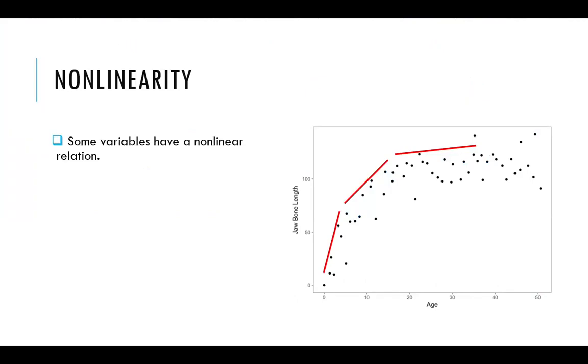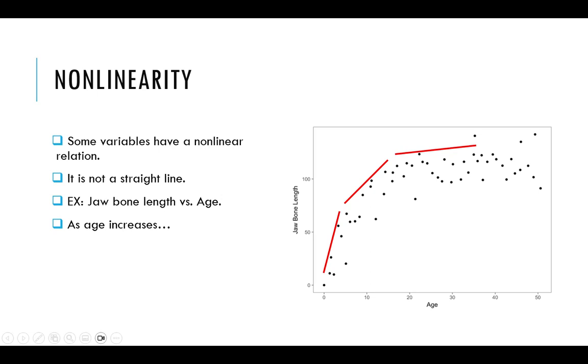Quick review. We've already talked about the idea that some variables have a nonlinear relationship. You see here in this picture clearly a nonlinear relationship because instead of a straight line being fitted, it's really more of an arc shape, right? So not a straight line. This example, which we've already reviewed, looks at jawbone length versus age. We see age on the horizontal axis and jawbone length on the vertical axis, and basically what we're saying is that as our age increases, our jawbone gets longer.